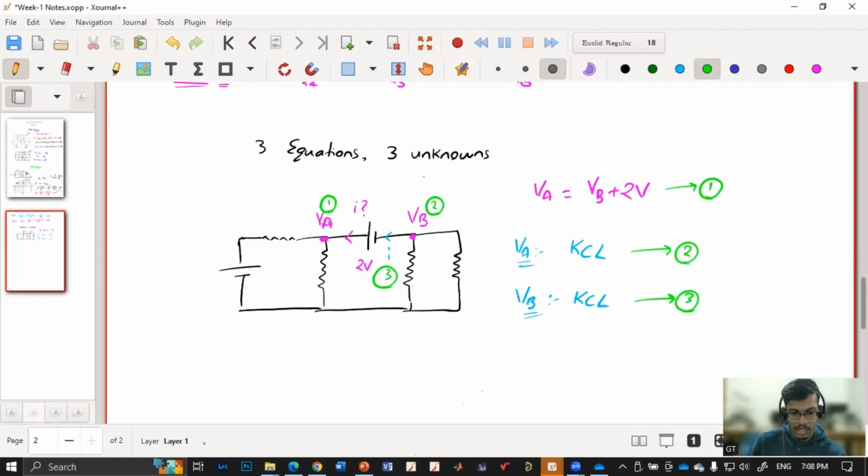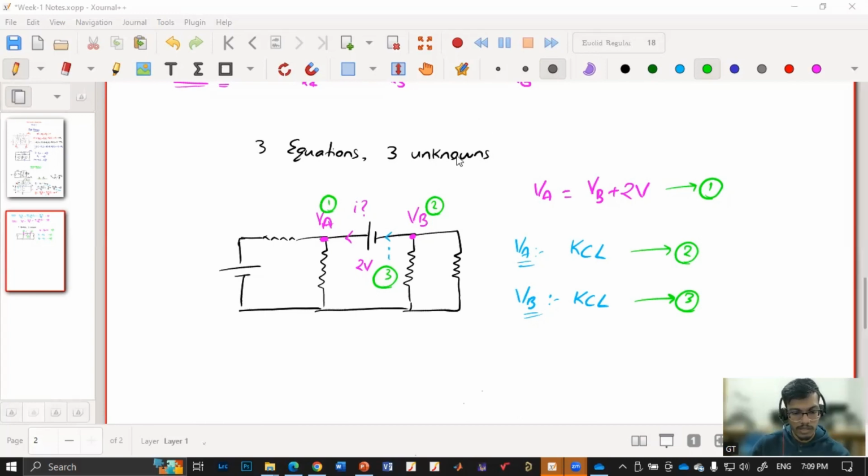Because in this scenario, I will not know the current that is flowing through this voltage source. I have assumed that it is carrying a current I, and I have selected the direction to be from right side to left side. As there are 3 unknowns, I have applied KCL at VA, which gives me one equation, and KCL at VB, which gives me another equation. VA is at higher potential than VB because the circuit is connected in that way, and my equation says VA is equal to VB plus 2. So I have 3 equations and 3 unknowns.